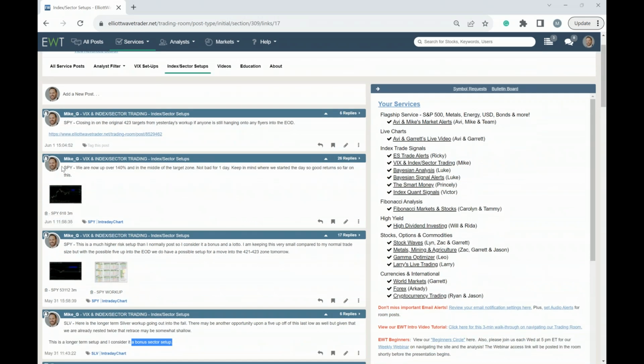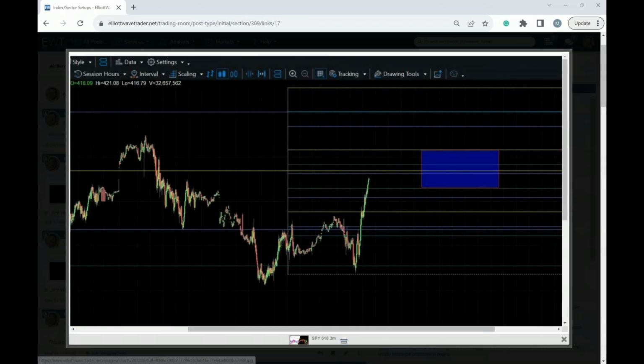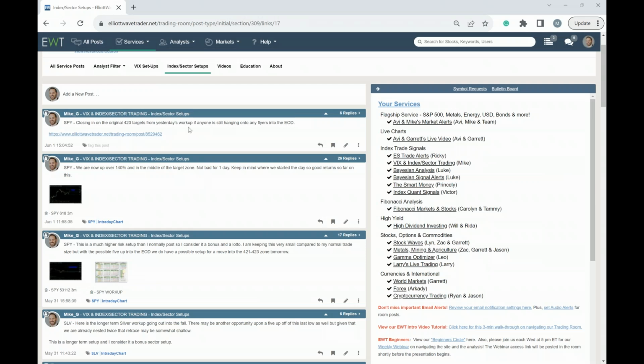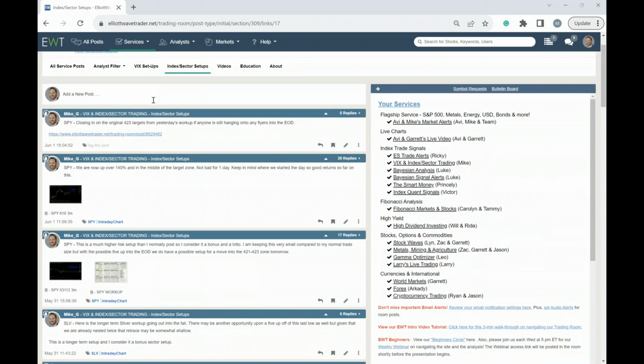Again, this was an exit alert, kind of, hey, we're at 140%, middle of the target zone, not bad for a day. Keep in mind we're at the start of the day, so good return so far on this. And we were moving up nicely, so 140% can never go wrong taking profits there. And by the end of the day, there were a lot of people who held on for some flyers. I posted a reminder, hey, we're at the ideal target, as we go into the end of the day. So I'm posting exit reminders more than anything else, but I'll always remind people as we get to those levels.